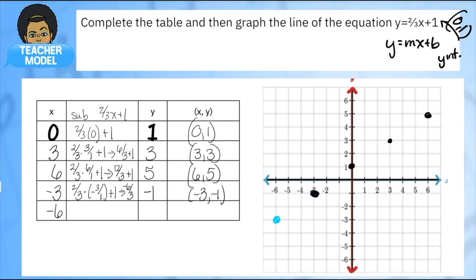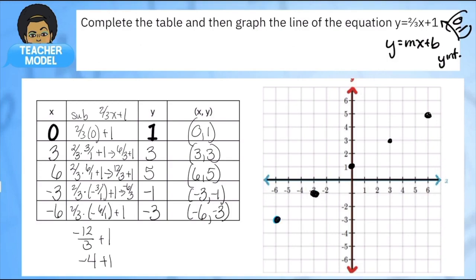And we'll do the same thing on the other side when we multiply 2/3 times negative 6 over 1 plus 1. Luckily, I have a little bit of space here. So that gives us negative 12 over 3 plus 1, or negative 4 plus 1, which is negative 3. So here's our last point, negative 6, negative 3. And yep, this one's confirmed too.